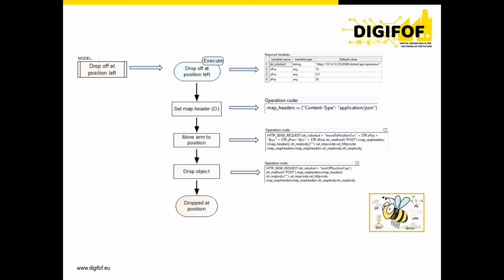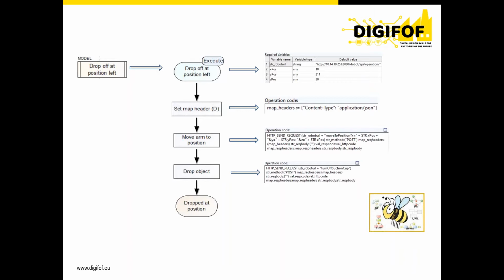It starts the flowchart with a starting object where we set our URL for which device we are using. In our case, we are using the Dobot, and setting the X, Y, and Z positions where the robotic arm should go. In the second object, the setmap header, we have important information: we tell the application that we have to do with a JSON object.